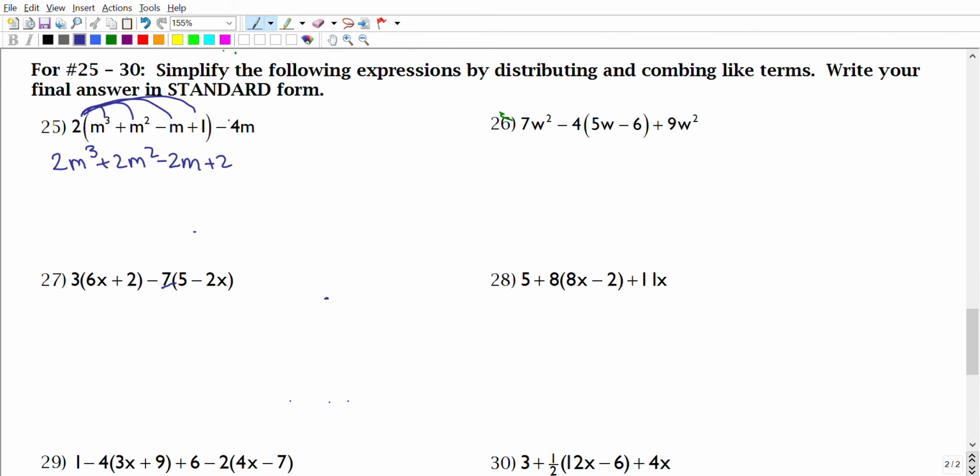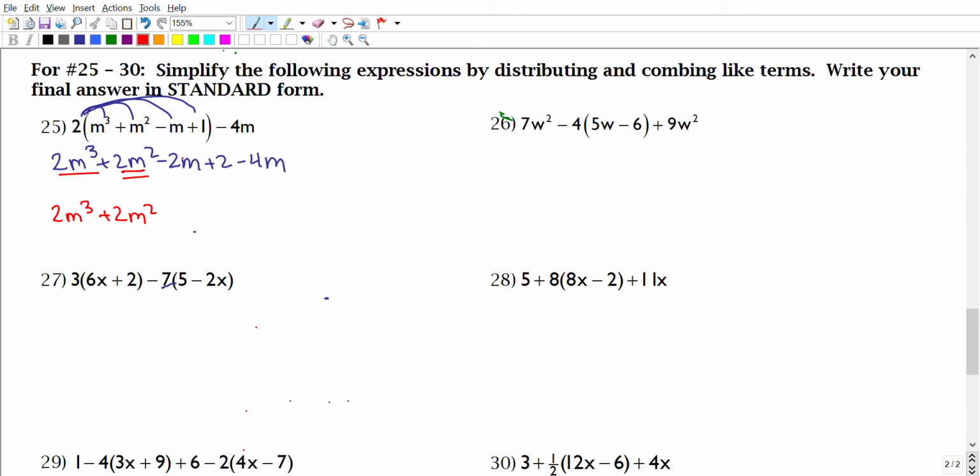Now, we didn't do anything with this -4m in the end, so I'm going to go ahead and rewrite it. The reason I'm rewriting it is because I have distributed everything, so I can go straight to combining like terms, which is what I'm going to do now. So, let's see. The first of the highest exponents that I see here is m cubed, so it's 2m cubed that I'm going to write down. The next one that I see is the 2m squared, and I can't combine that with anything, so I'm going to rewrite it.